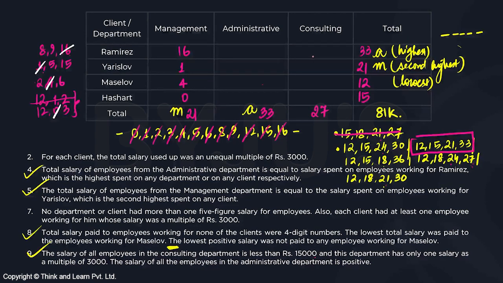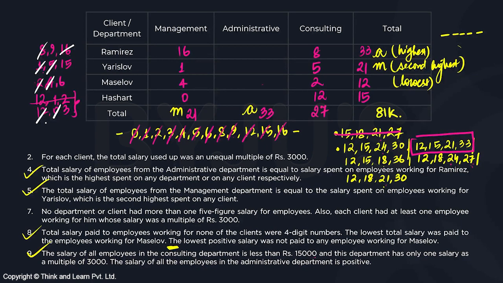Now, if we look into consulting, we know that we do not have 15,000 or above. So there is only 5 that we can put here. So 5 is done. So we will need 22. And for 22, we would need 12 for sure. 12 plus 2 plus 8. That's the only way to go about this. So we will have 12, 2, and 8. So that means 8, 2, and 12 are done.